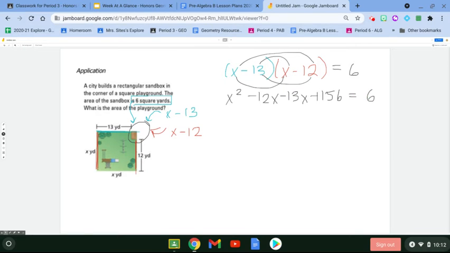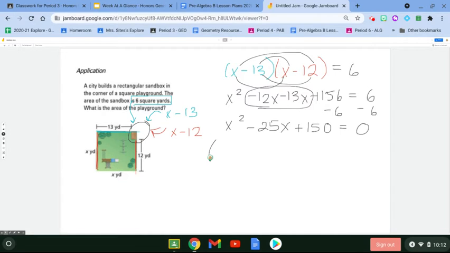Your next move is to subtract the 6 because you want to set this equal to 0, and you want to combine any like terms that you might have. So I'm going to circle those like terms. We'd have x squared minus 25x, and then 156 minus 6 would give you plus 150, set equal to 0. Again, before we can start solving this, we have to make sure that it is FOILed and then set equal to 0. Now we're going to factor this one more time to figure out what our answer for x is going to be.